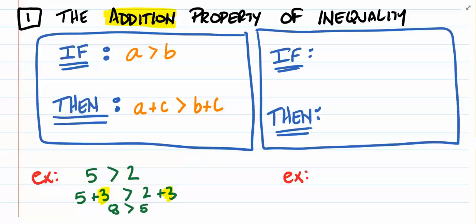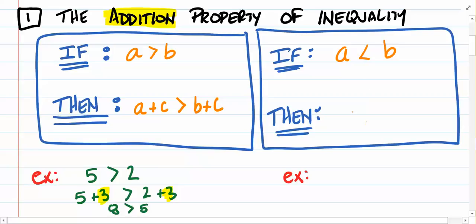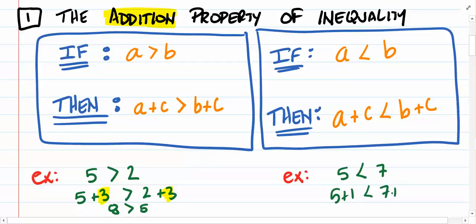Now, there's another one too. If I'm starting off with the fact that A is less than B, so A is smaller than B, then if I add the same number to both sides, A plus C is still going to be less than B plus C. This is why they call this the addition property, because we're adding something to both sides. As a quick example, 5 is less than 7. So 5 plus 1 is going to be less than 7 plus 1. If I add the same thing to both sides, look, 6 is still less than 8.